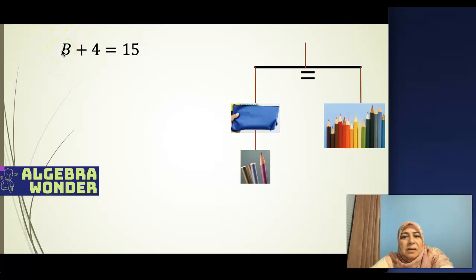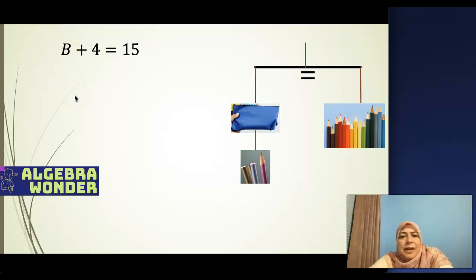What does it mean? Look at this story. I need to know how many color pencils are in the bag. Because this is a variable, I didn't know how many were inside there. So I need to know how many color pencils are in the bag. That's it. I want to know what this b is, which means how many color pencils are in the bag.